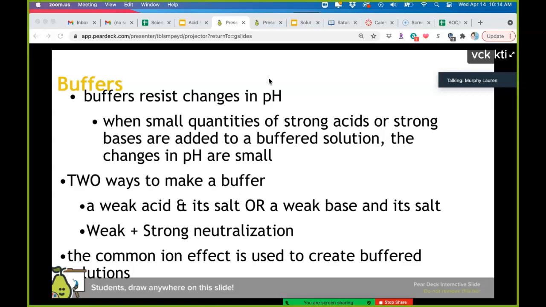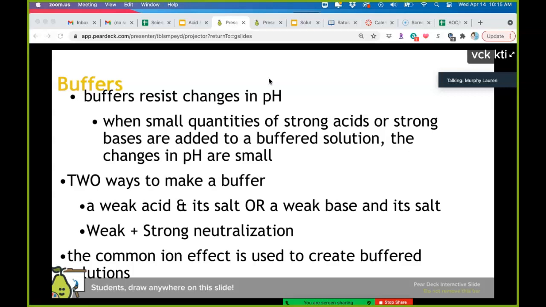Okay, so we're going to talk about buffers today. We've sort of briefly introduced them, but not talked about them in detail. So what does a buffer do? A buffer is a system that resists changes in pH. And that's because a buffer has two parts. It has an acidic part and it has a basic part. And because of that, you can add small amounts of acid and the base part will neutralize it, or you can add small amounts of base and the acidic part will neutralize it.